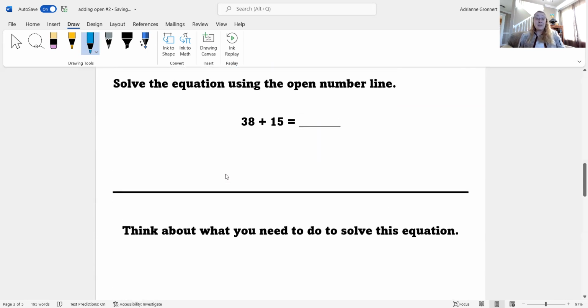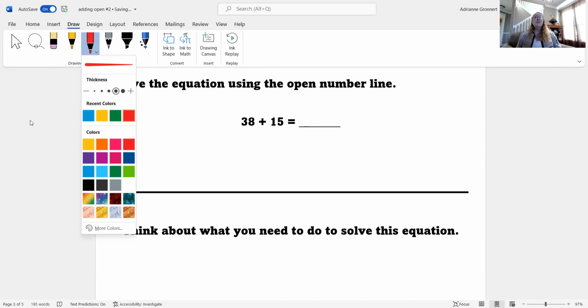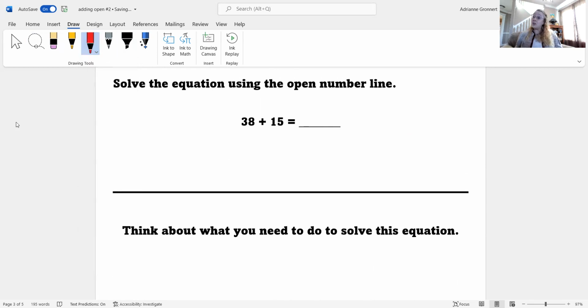Oh, wow. Here's another one. Let's solve this equation using the open number line. Think about what you need to do to solve this equation. Do you know what the first step is? Oh, that is so good. You are right. We need to look at the 2 addends and mark the number line with the first addend. And that is 38. So I'm going to mark right here and write the number 38. Okay. What is the next step?